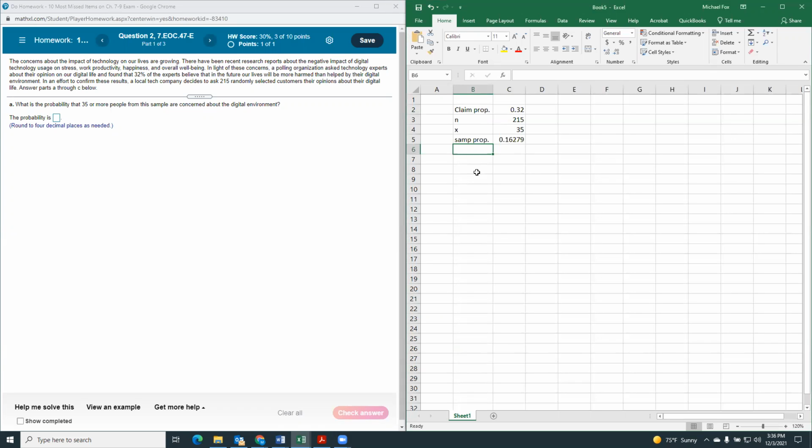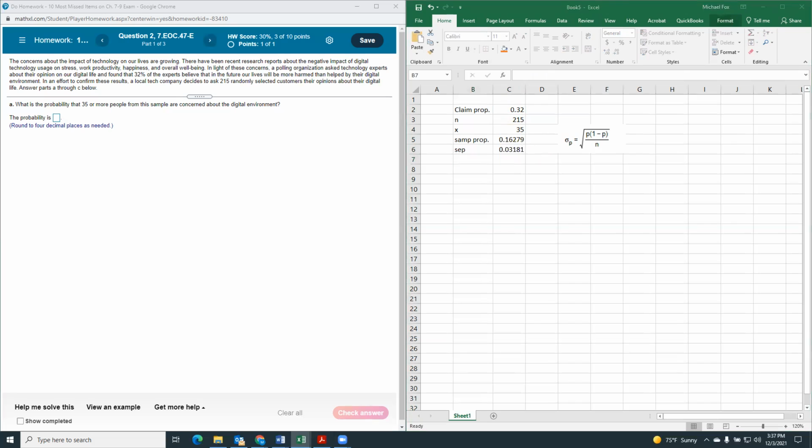So in order to figure out the probability, we're going to need our z-score. And in order to find our z-score, we're going to need the standard error of the proportion. So there's the formula for the standard error of the proportion, which is, remember, p is the claim proportion. So this is going to be the square root of the claim proportion times 1 minus the claim proportion, over n. So there's our standard error of the proportion.